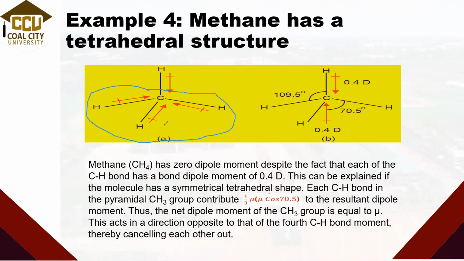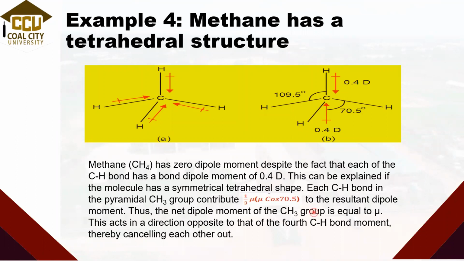All these three are moving in the same direction, as you can see, but they act opposite to this 4th one. This is another C-H bond, and this is the 4th one. So they are acting opposite to the 4th bond, which also equals mu, and therefore they cancel each other out. So this one cancels out the remaining three. That is how we are able to come to the conclusion that CH4 is going to have a net dipole moment of 0.